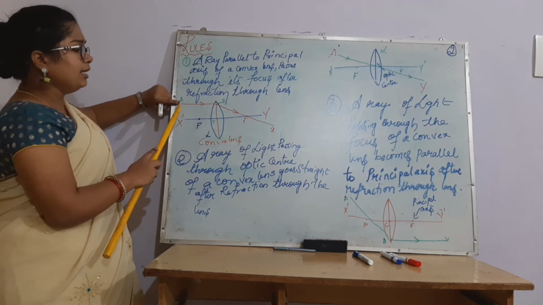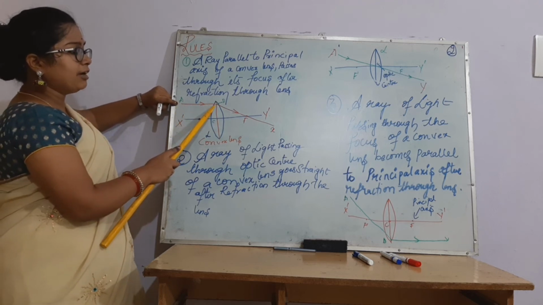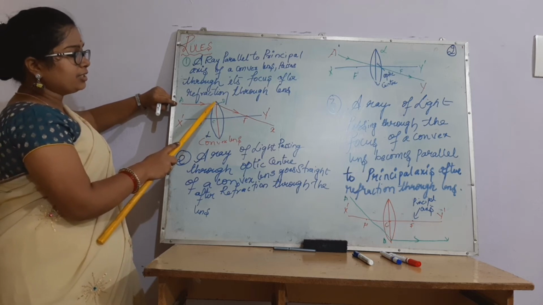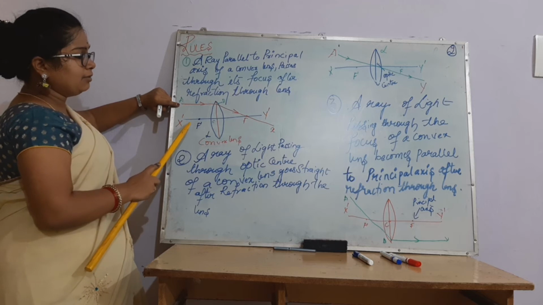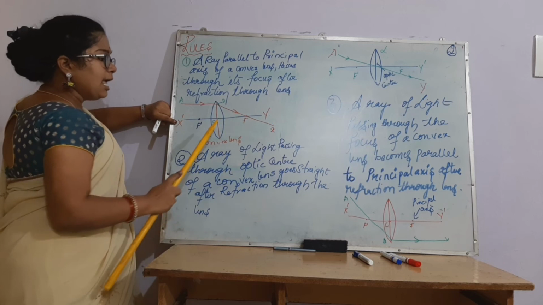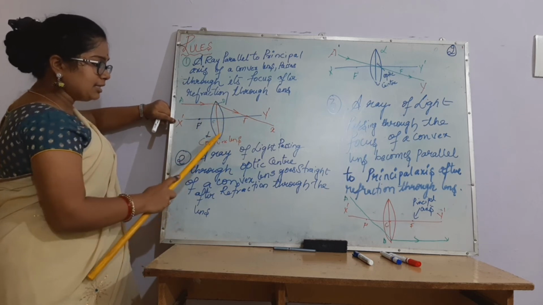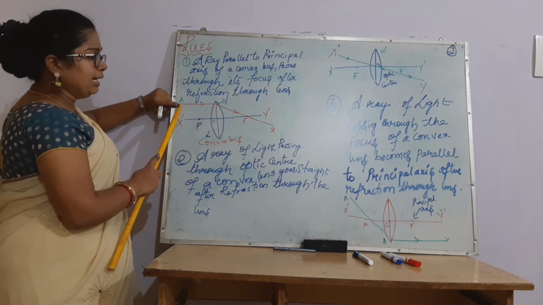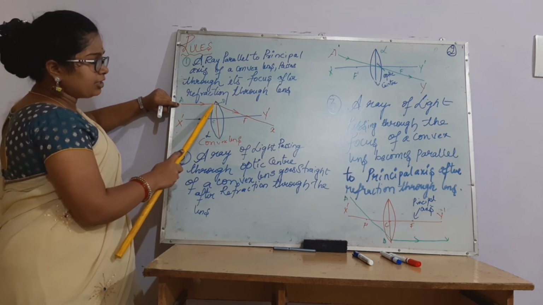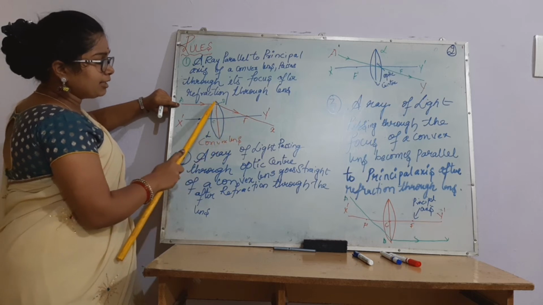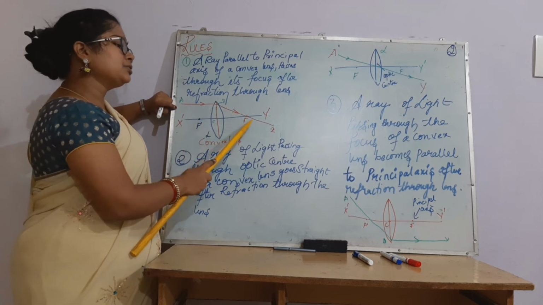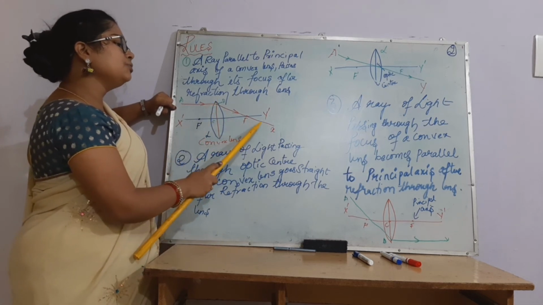See here. When a ray is traveling, it suffers a refraction here. After the refraction, when a ray is traveling parallel to the principal axis, X dash Y dash is the principal axis, L is a convex lens, and A is traveling like this. It gets refracted here. After the refraction, see the arrows, it is very clear, it passes through the focus.